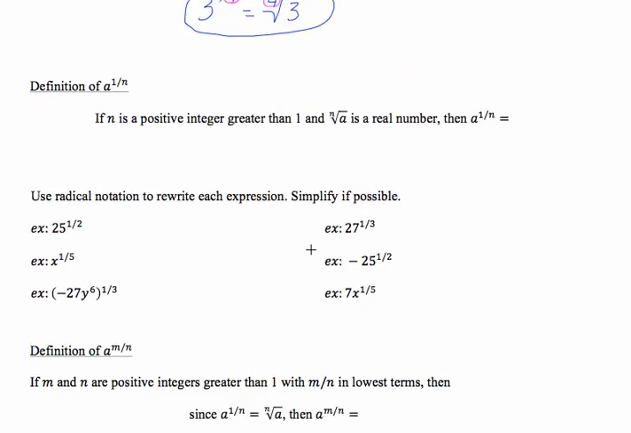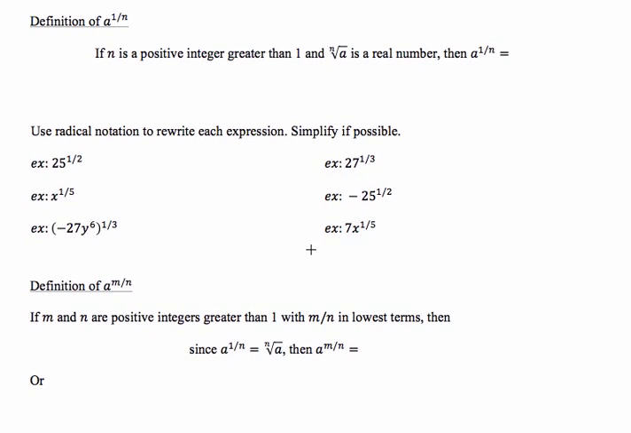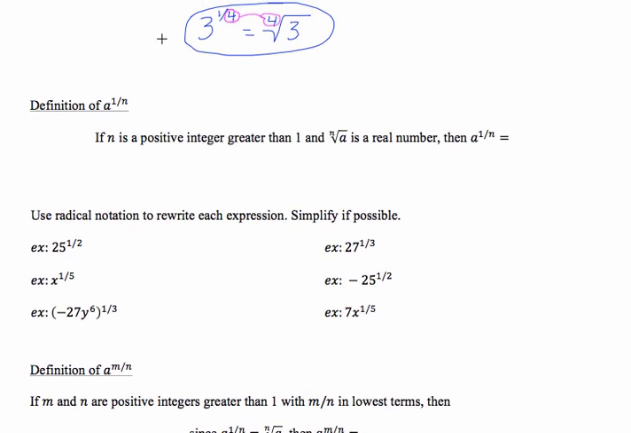Let's generalize so that we're not just looking at a single example. Let's say a to the 1 over n power. So n does have to be a positive integer for this to be true. If n is a positive whole number greater than 1, and if the nth root of a is a real number, that just means that you're not taking, for example, the square root of a negative number or the 4th root of a negative number, so it has to actually exist, then a to the 1 over n is the same as the nth root of a. Make sure that you know that.